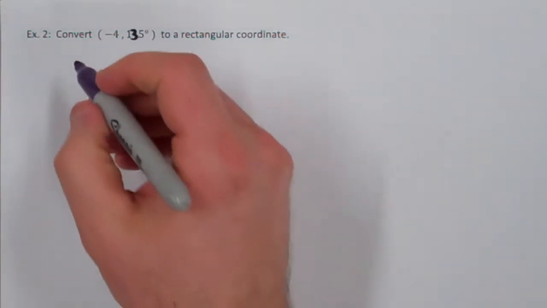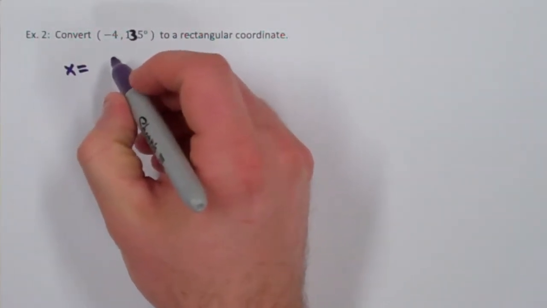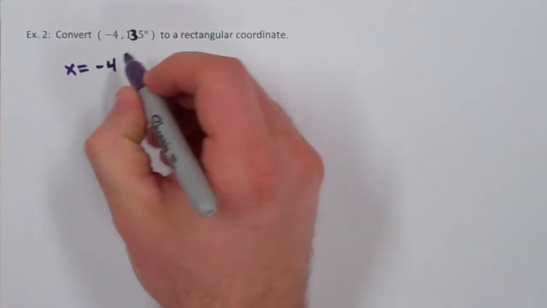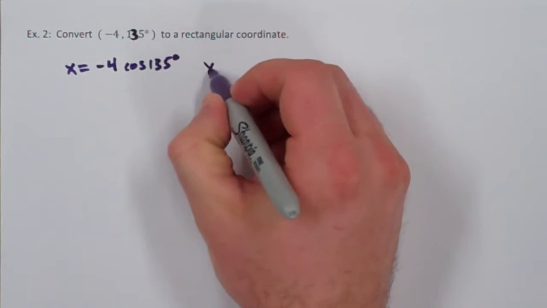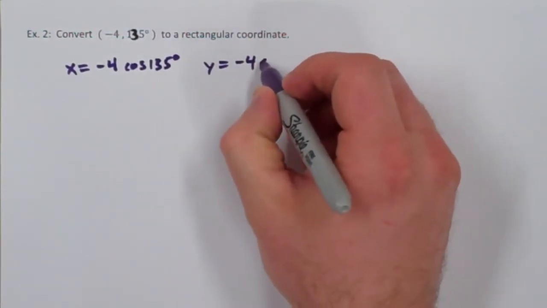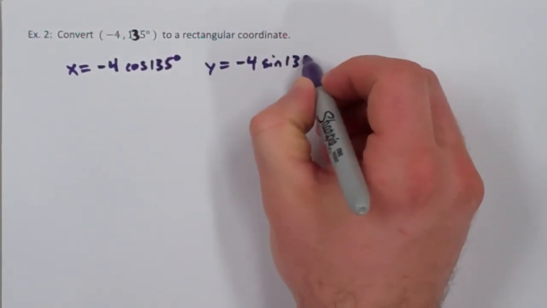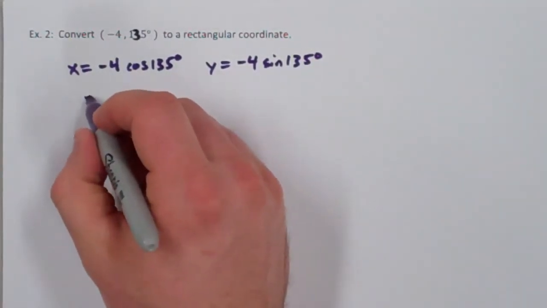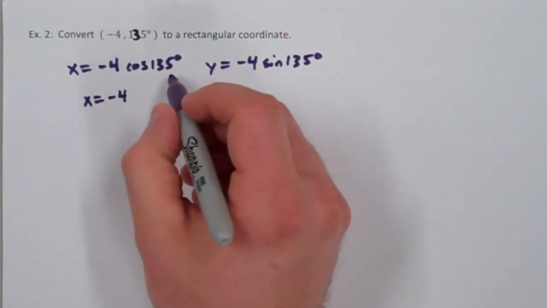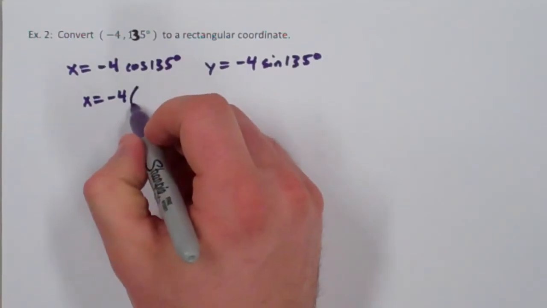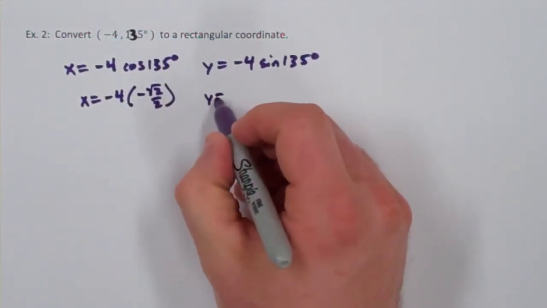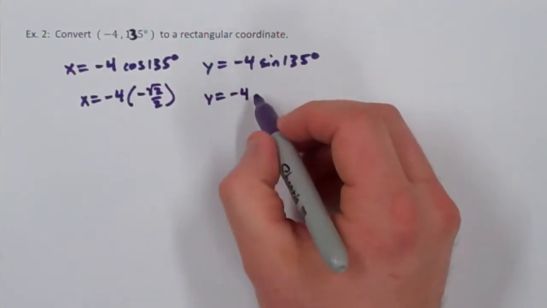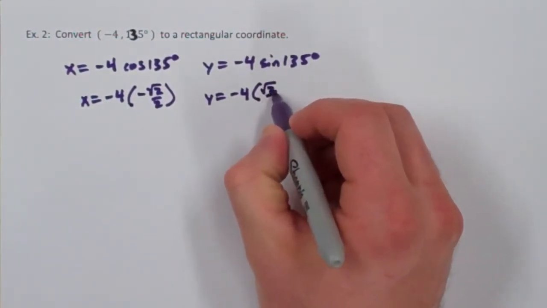So we can use our same formulas. x is equal to r cosine of theta, and then y is equal to r times the sine of theta. So in this case, cosine of 135 degrees is going to be negative root 2 over 2, and then negative 4 times root 2 over 2, and sine will be positive.